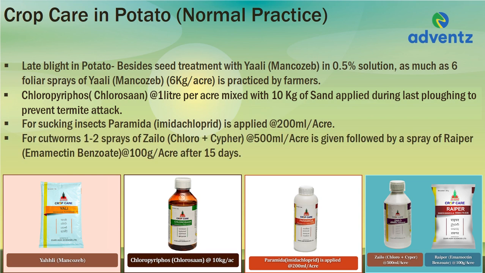For cut worms, 1 to 2 sprays of Xylo, which is a combination of chloro and sulfur, at the rate of 500 milliliter per acre is to be given, followed by a spray of Rifer, which is emamectin benzoate, at the rate of 100 grams per acre every 15 days.